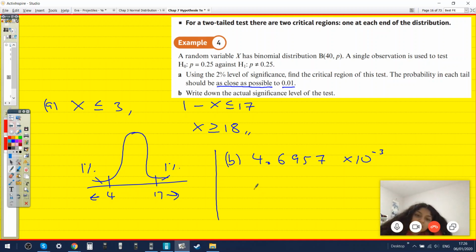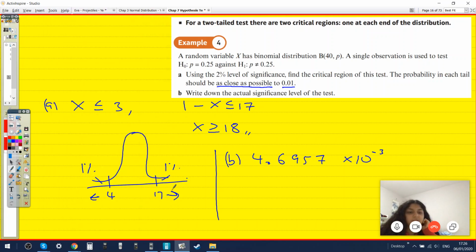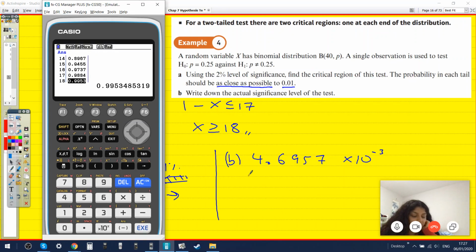And then that one, 1 minus x is this. You know how it says 1 minus x is less than or equal to 17. So when you write down the actual level, would you have to do 1 minus x is less than 17, or do you just say the value on the calculator? You have to do 1 minus 0.9953, yes, because it is this tiny little region in here. So it'll be a number that's close to 1%, close to 0.01. So you do have to do 1 minus 0.9953.